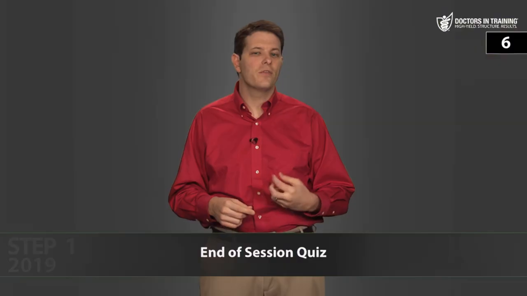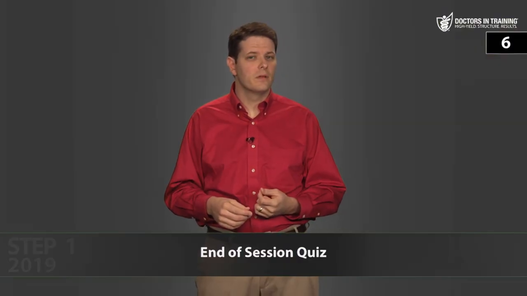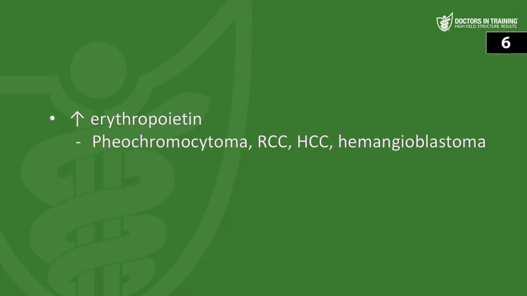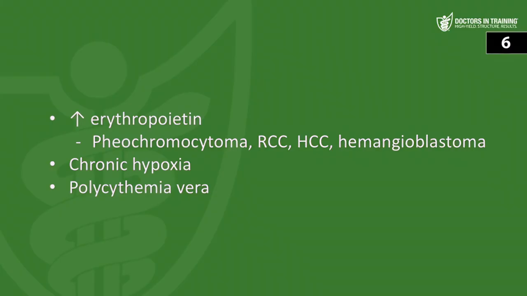Next, what are some of the different causes of polycythemia? Elevated erythropoietin, and again, that can be due to one of 4 neoplasms: pheochromocytoma, renal cell carcinoma, hepatocellular carcinoma, and hemangioblastoma. Remember, we had a mnemonic for those. Chronic hypoxia because of pulmonary disease like COPD, and that's also because of increased erythropoietin. And polycythemia vera can cause polycythemia, but here the erythropoietin level is low. And finally, we said that about 60% of trisomy 21 patients have polycythemia at birth.